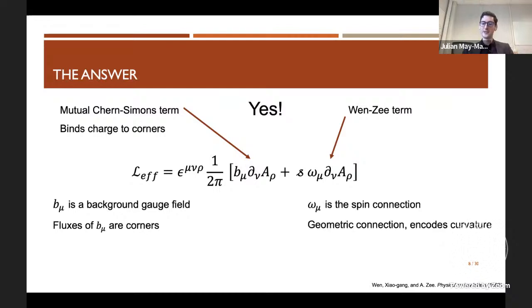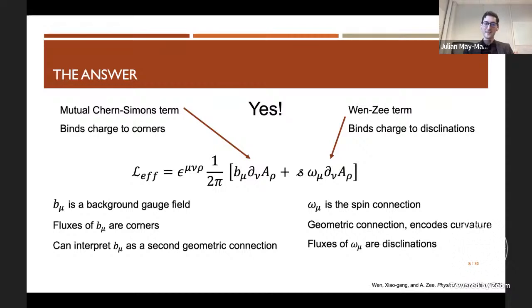This omega is going to be a geometric connection, which is going to encode curvature of our continuum theory, and equivalently, fluxes of omega are actually going to be disclinations of our lattice. So in agreement with the lattice model, we're going to show that this term is going to bind charge to disclinations. Now, an interesting thing we're going to show as well is that this B field can actually be interpreted as a second geometric connection in addition to the first geometric connection, omega.